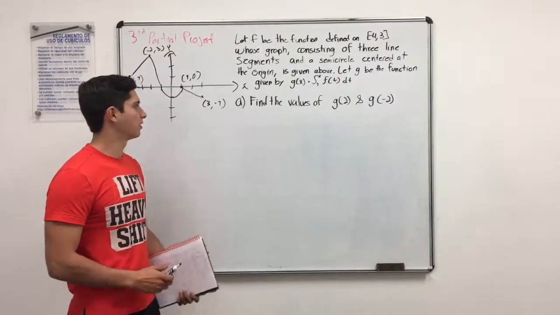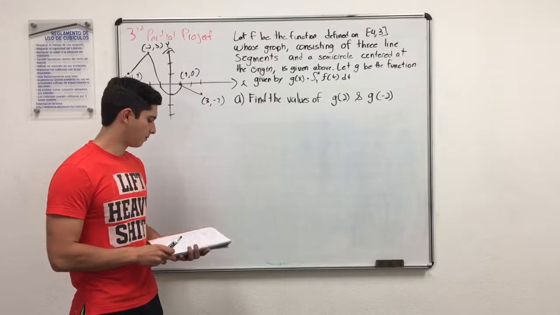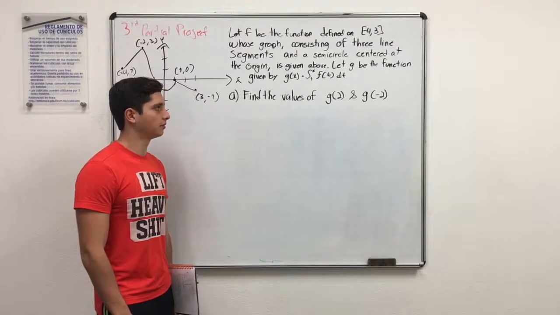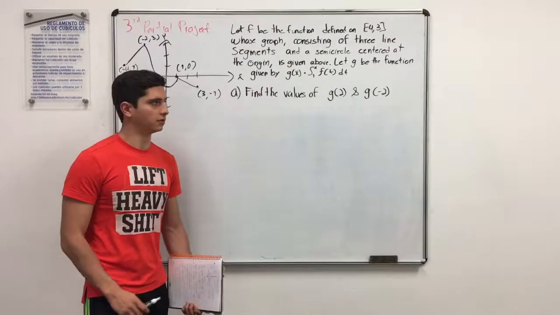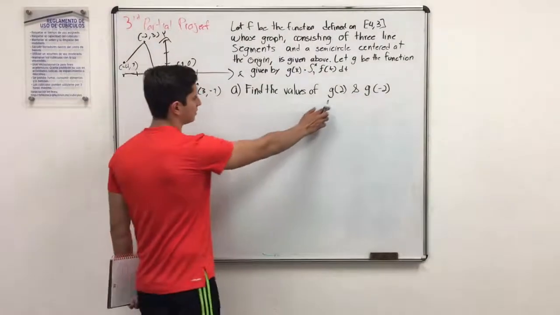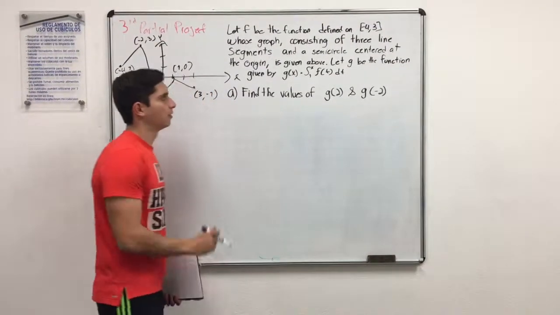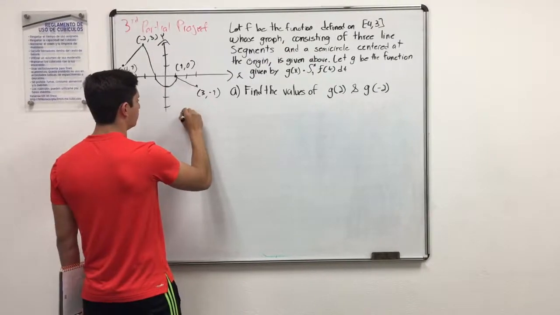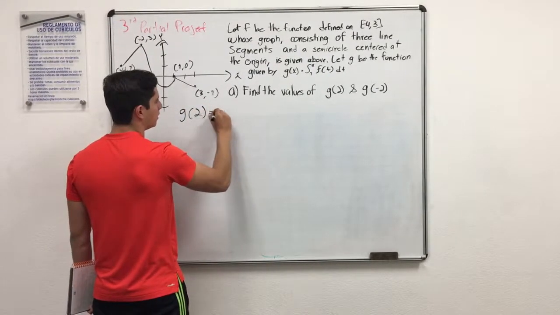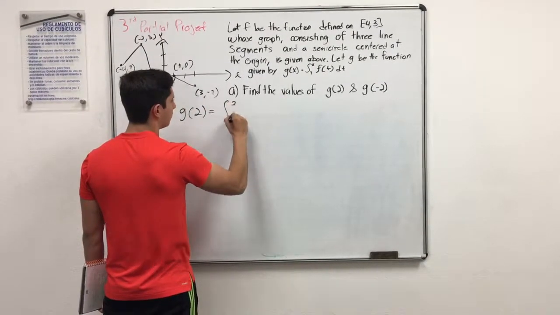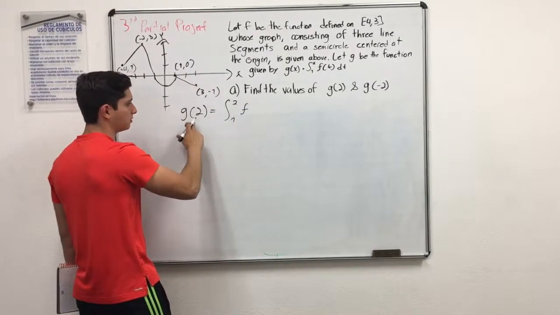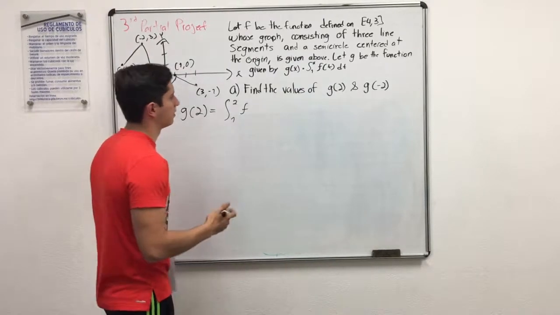Now we're going to start with problem A, which says find the values of g(2) and g(-2). In order to get these values, we're going to have to integrate using this formula given above. So g(2) equals the integral from 1 to 2, because we are using the x, which is 2, and we are putting the x with 2.